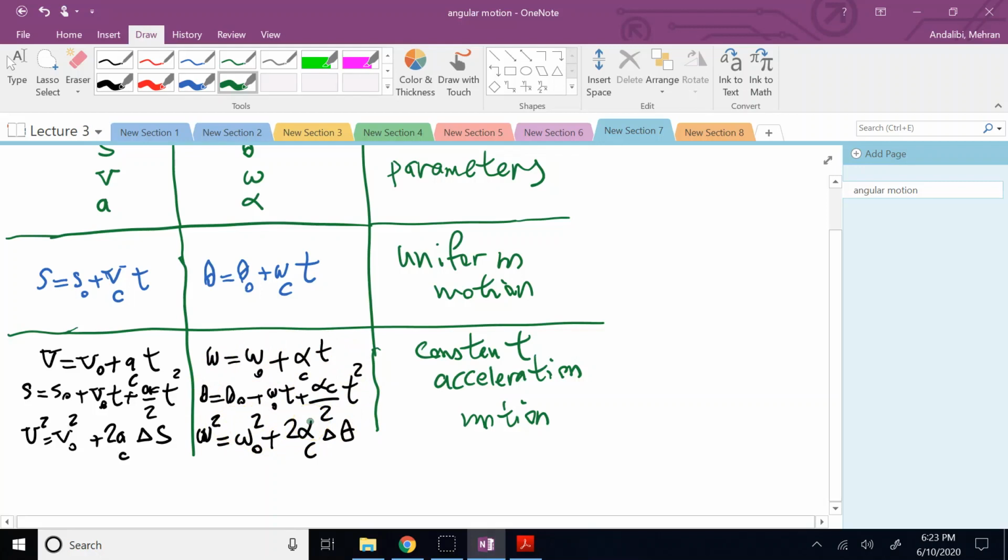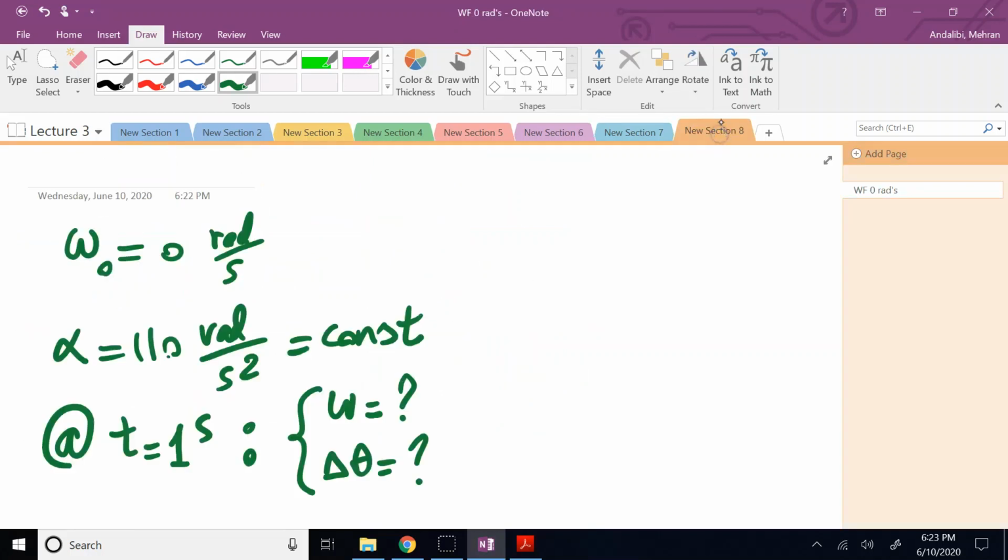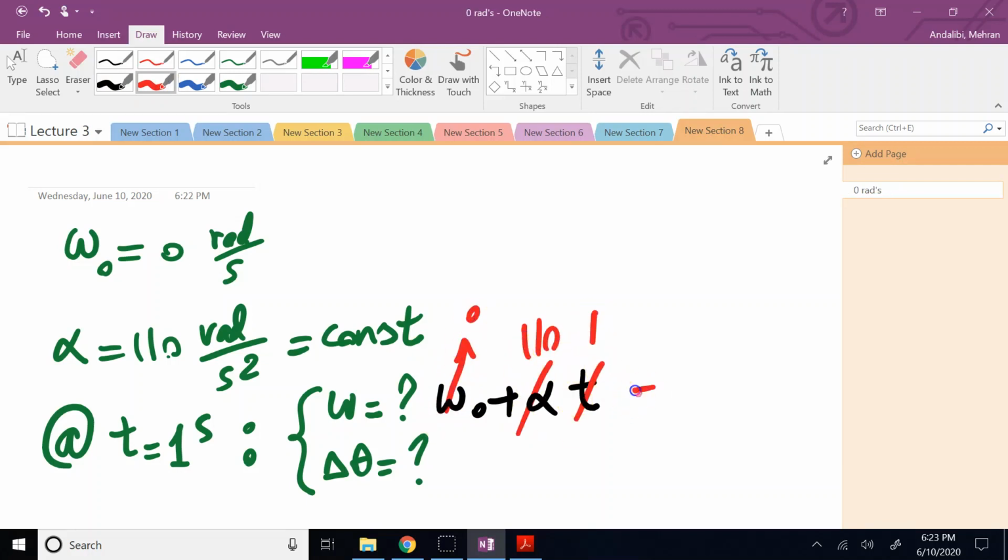One of them is about omega. Since the time is provided, you see omega shows up in the first and third equations. But the third equation is time independent, so in order to know omega, you need to know delta theta, which you don't. That's one of the unknowns of the problem. So I'm going to use the first formula because it has t, okay? So we say omega is equal to what? Omega naught plus alpha times t, and omega naught is 0, alpha is given, and t is given, so you're going to get 110 radians per second.